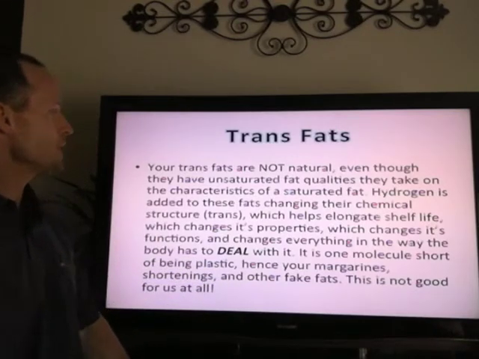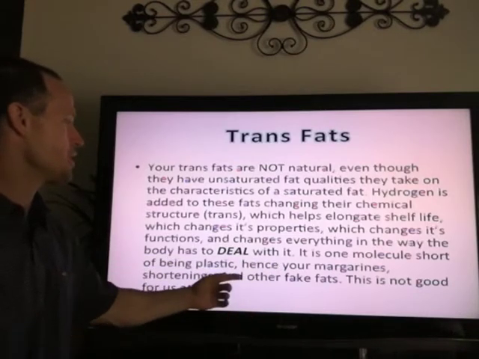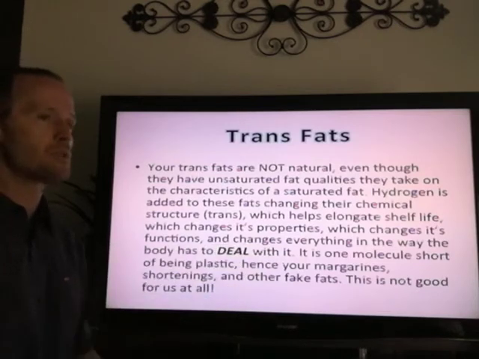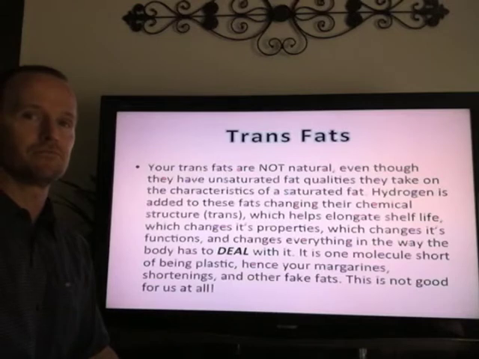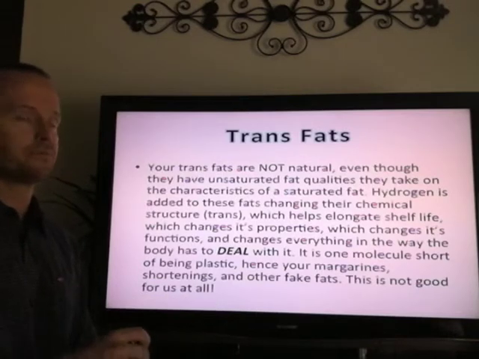So, when you look at trans fats, they are only one molecule short of being plastic. Hence your margarines, your shortenings, and other fake fats. And this is not good for us at all. Because your body doesn't have any enzymes to break down plastic. So it's completely obnoxious to the body. Trans fats are absolutely horrible for you.